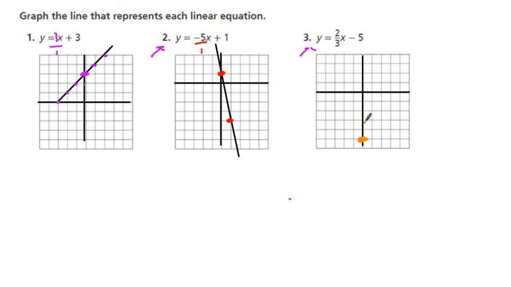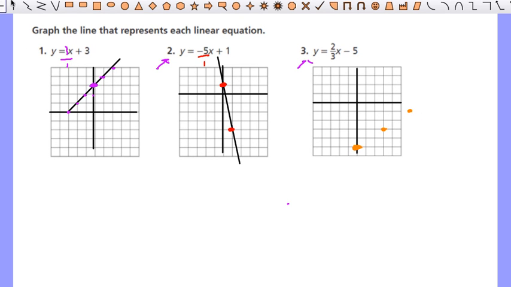I'm going to go up 2 over 1, 2, 3. Up 2, 1, 2 over 1, 2, 3. And there we have it. There's my line. Positive slope because it's going uphill.